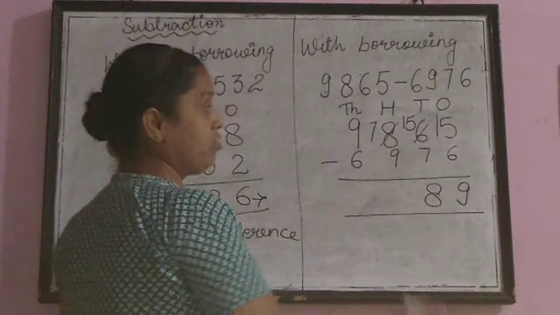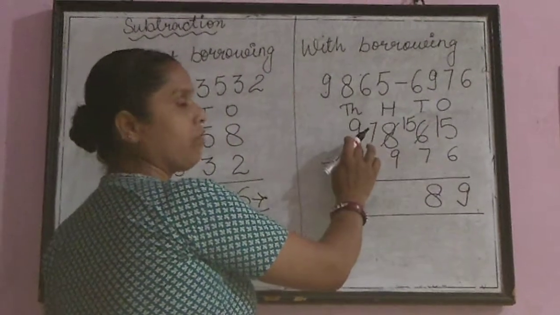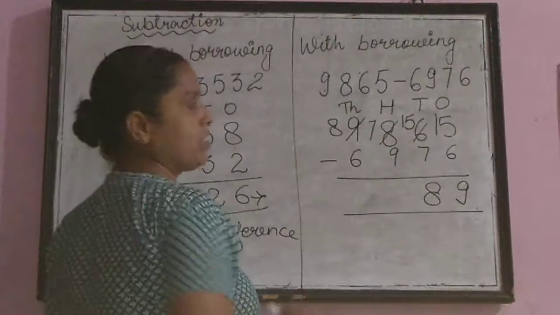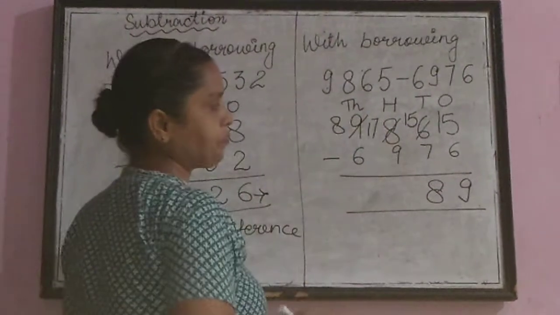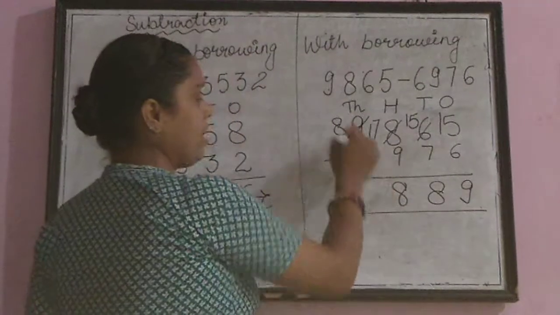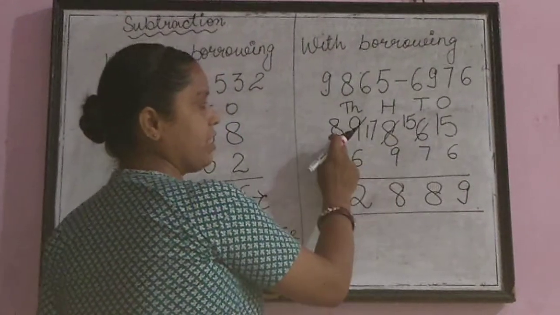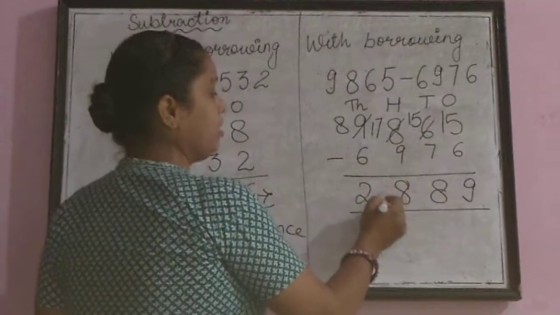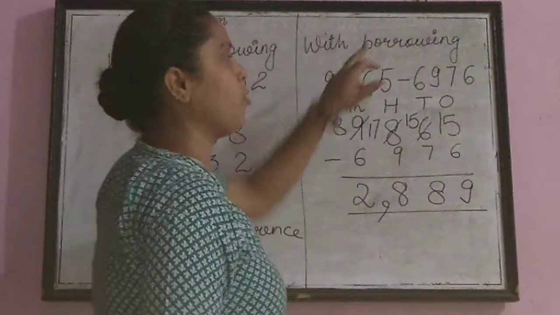7 minus 9, I cannot do, children. So again this 7 will take a borrow from the neighbor digit. This 9 gives 1. So this becomes 10 and this becomes 17. 17 minus 9 is 8 and 8 minus 6 is 2 because 8 is bigger than 6, so no need of taking the borrow. Here is your answer for with borrowing.